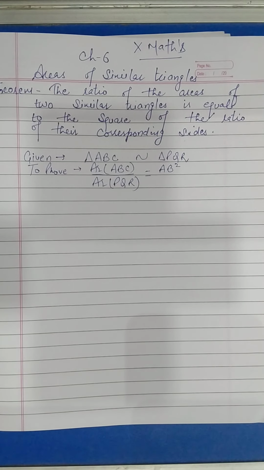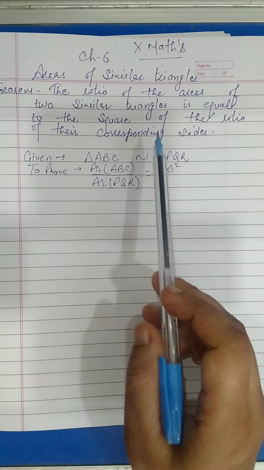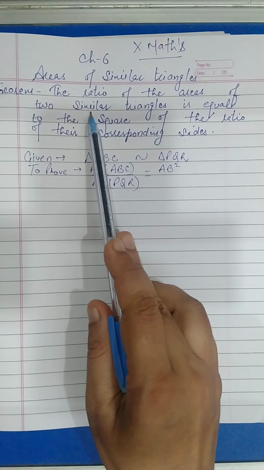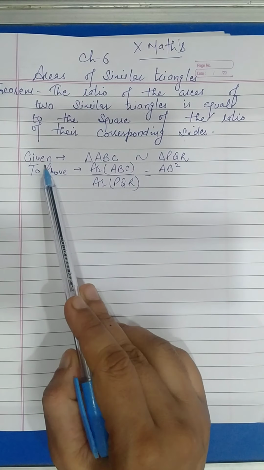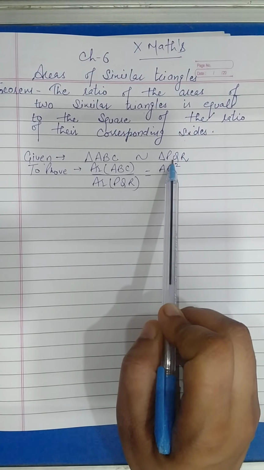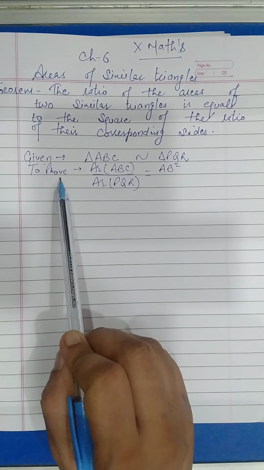Today's theorem is the area of similar triangles. The statement is: the ratio of the areas of two similar triangles is equal to the square of the ratio of their corresponding sides. Now what is given? We have two triangles and they are similar. In the given, you can write triangle ABC is similar to triangle PQR, and what you have to prove?